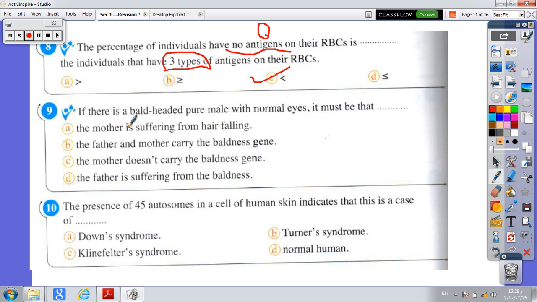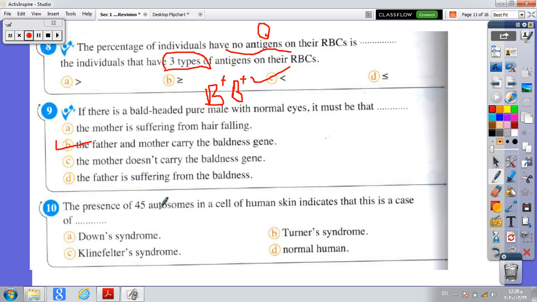Number 9. If there is a bald-headed pure male, bald-headed, so it carries B, which carries a positive sign, and B, which also carries a positive sign. It must be that the mother suffers from what? Yes, this pure gene must be transferred from both parents, male and female. So the father and the mother must carry the baldness gene. Okay.